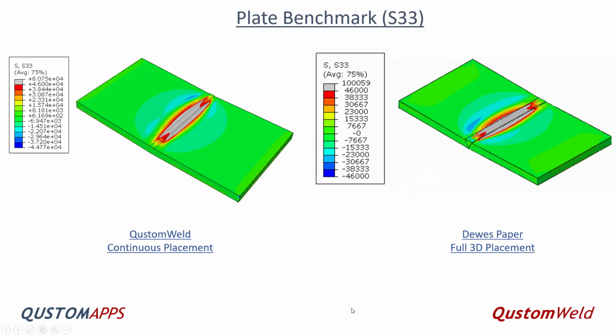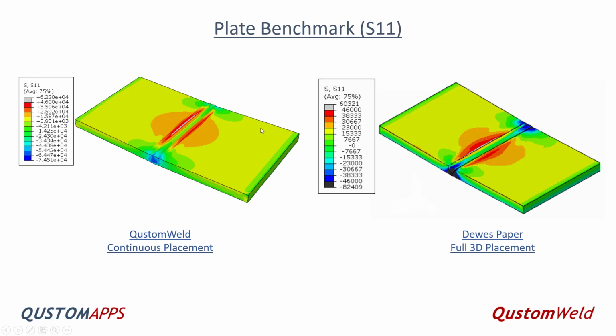All right, and what we're going to do is jump to the results that we'd gotten with QustomWeld, and then we'll go back and see how the model was built. We compare it with some work that David DeWeese did, and just a couple plots of the S33 strains. We see very, very similar profiles, and same with S11 strains, very similar profiles. So this is just kind of validating our process.